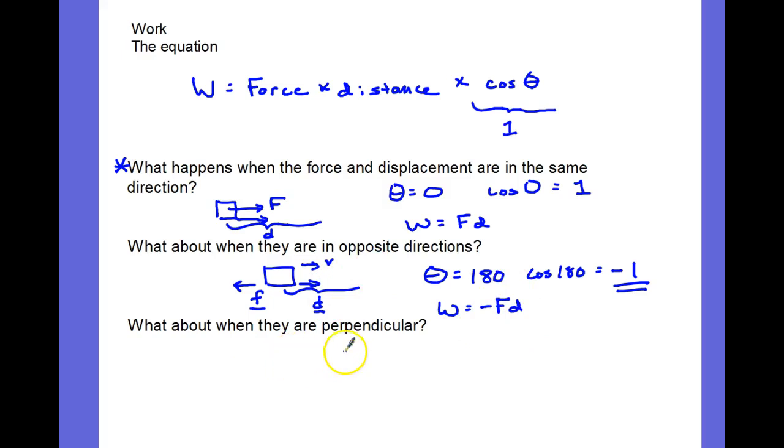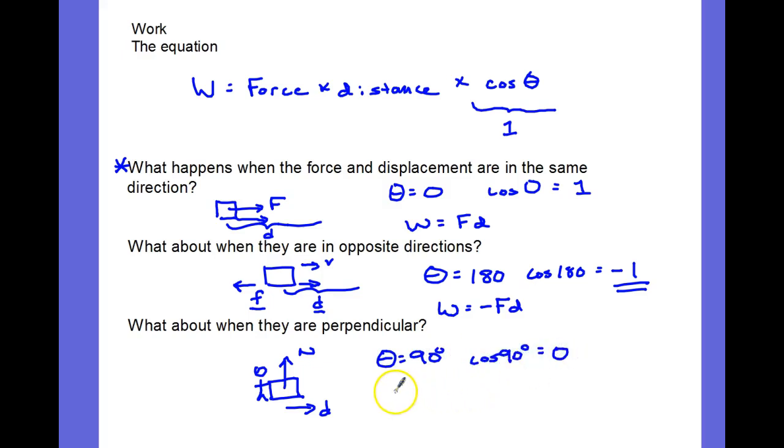What about when they're perpendicular? Well, if the normal force is acting in this direction, but this person's pushing this box in this direction, the normal force does no work because theta is 90 and the cosine of 90 degrees is 0. So work equals force times distance times 0 and work equals 0. Now, he's pushing with a force to the right, and the force that he would be pushing with would do work.